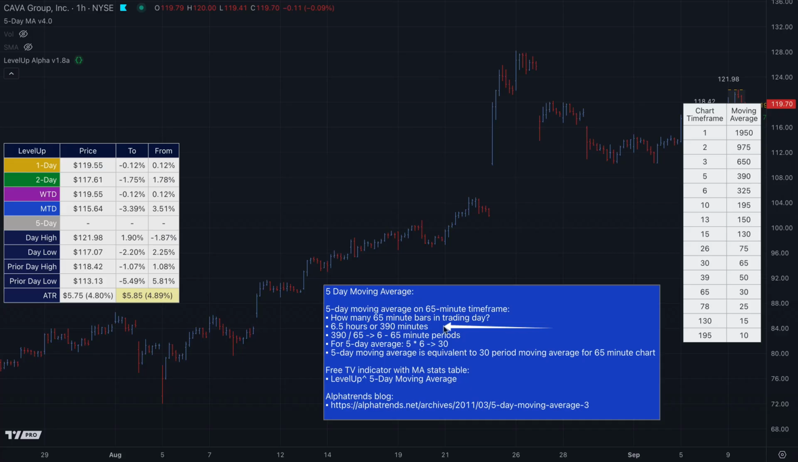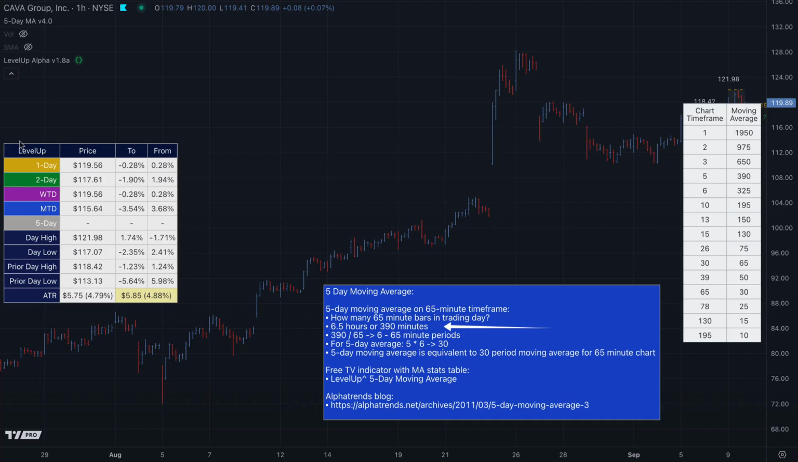If you recall, we take the number of minutes in the current time frame and divide that into 390. In this case, we have a 1-hour chart, so 60 minutes, and we divide that into 390. When you do that math, there's not an equal division. So in that particular case, the 5-day moving average is not supported on this time frame. If you look at the chart that I mentioned earlier, you'll see that there's no reference to a 60-minute. The closest is 65, and in that case, you're going to be looking at a 30-period moving average.